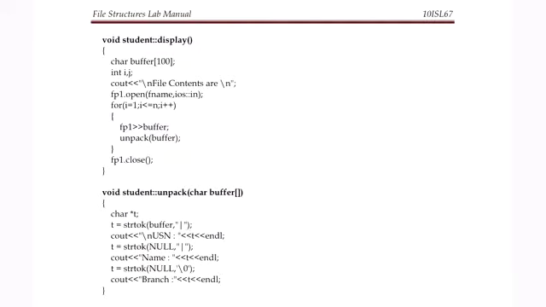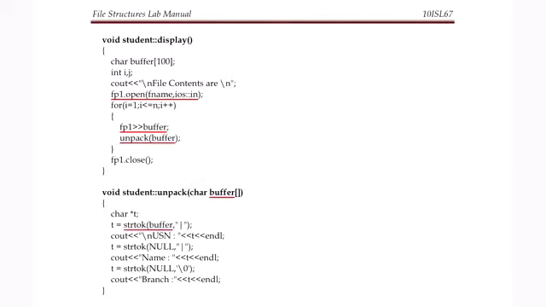Coming to your display function, it is basically a read operation. So, you are going to open the connection in read mode. After that, you are going to read one record at a time from your file and store it into your buffer. Then you are going to do an unpack operation. Unpack operation is to separate the fields which are there in your record. Now, your buffer contains all the three, that is your USN, name and your branch. We need to separate the fields and display them onto the screen.